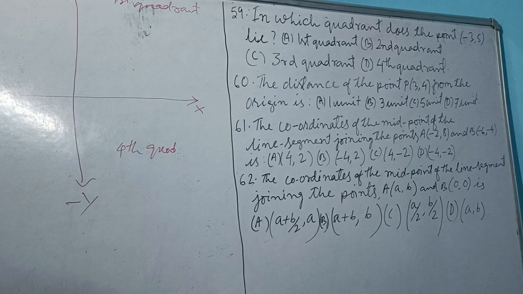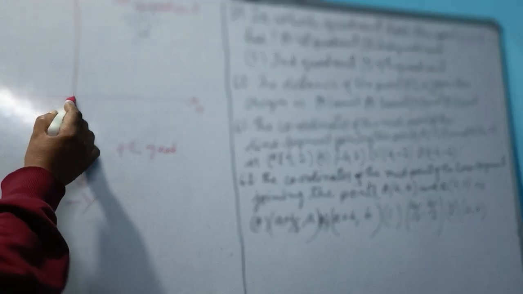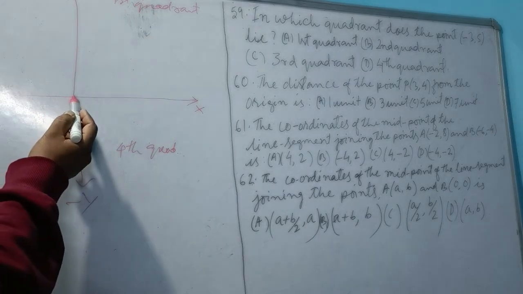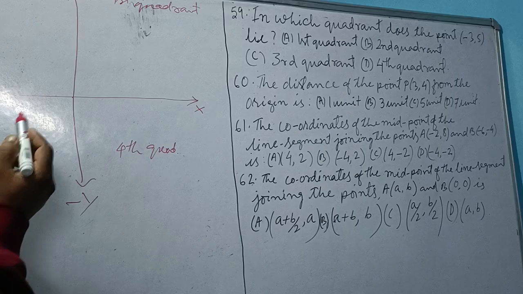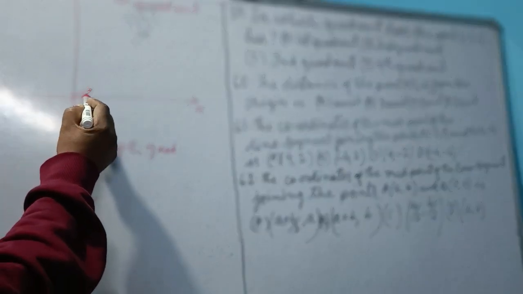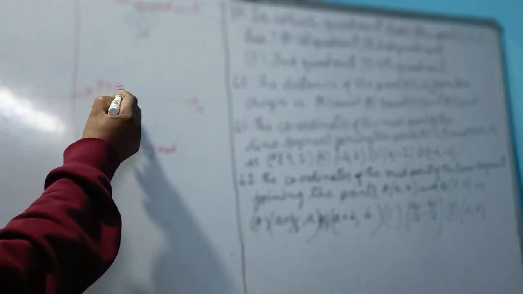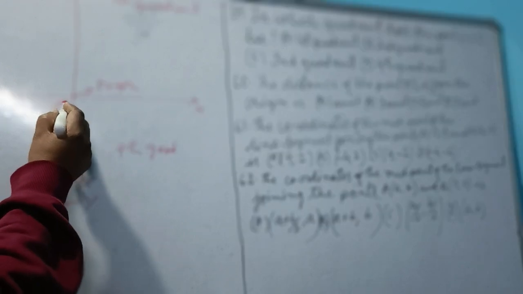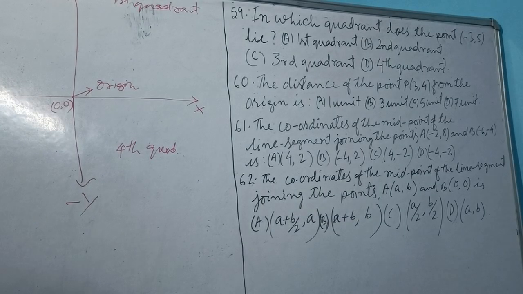Now here, this point of intersection of the axes, x and y, when they intersect each other at 90 degrees, that is perpendicular, and this point is called origin. Clear? The point of intersection of these axes is called origin, and the coordinates of this are what? x is 0, y is also 0.